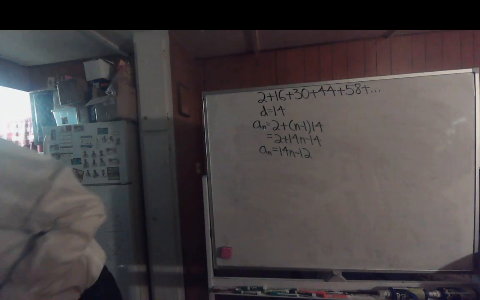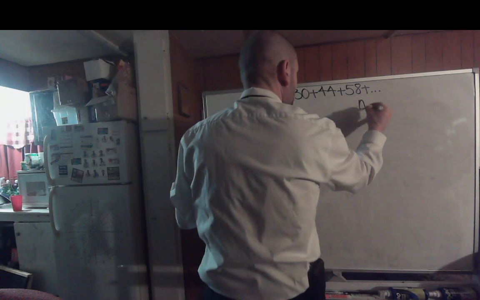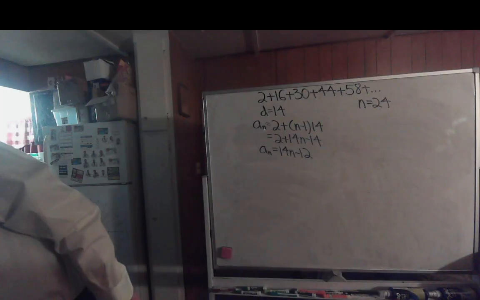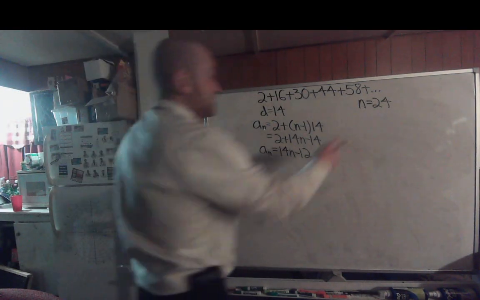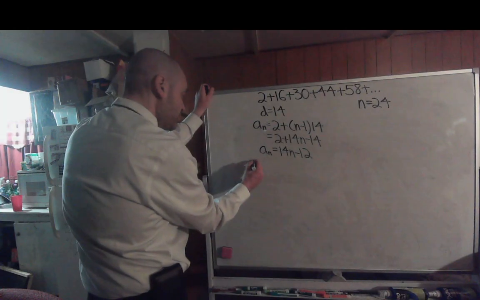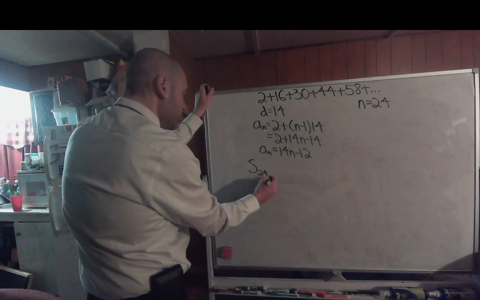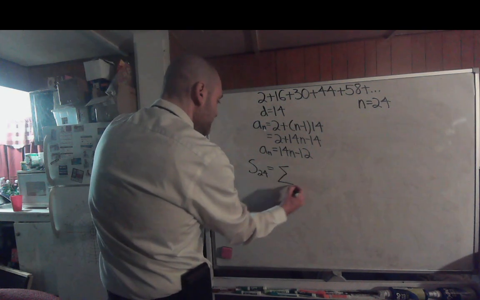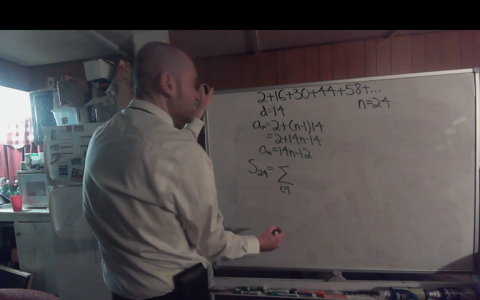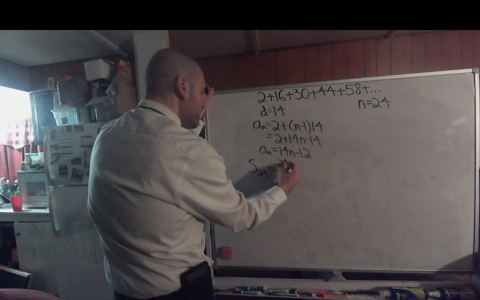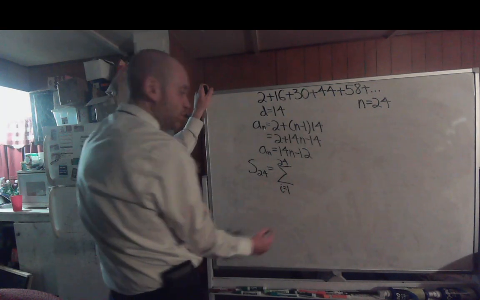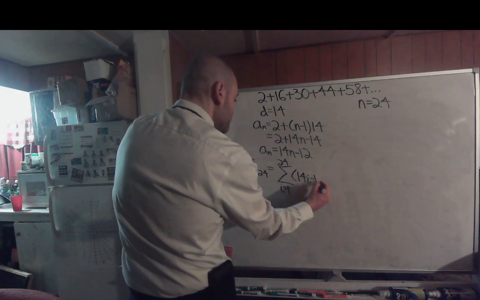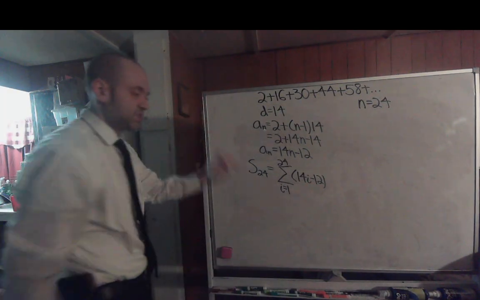Now, they want us to find the sum of the first 24 terms. So the sum of the first 24 terms, S sub 24, is going to equal the sigma notation from i equals 1, your first term, to 24, which is your upper limit of summation, since we're doing 24 terms. Then put in 14i minus 12 for the formula for the summation.